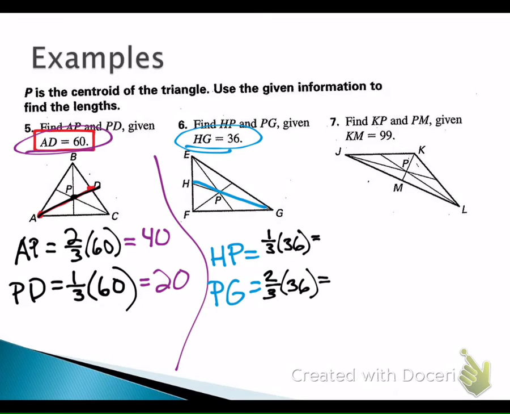Yes. All right, 1/3 times 36 is what? Or 2/3, whichever one you've got, I'll take. 12. Yep, 1/3 times 36 is 12. 2/3 times 36 is 24. And then you should double check that those add to 36, and they do. So we're good.